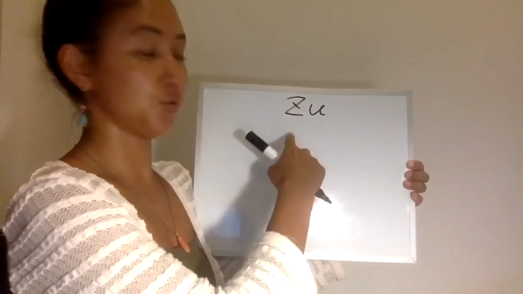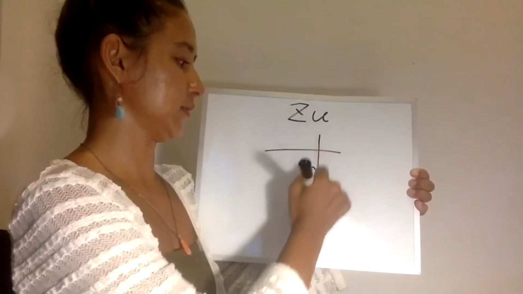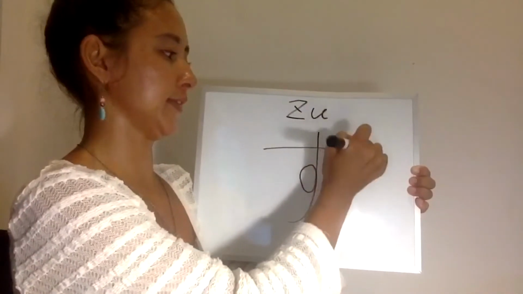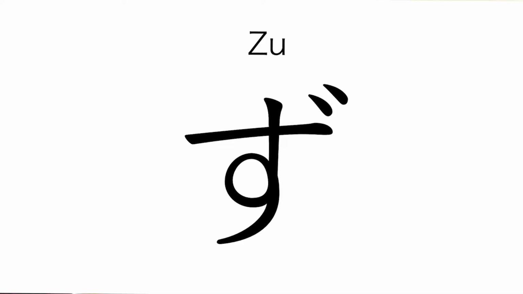The next one is ji. 1, 2, then dakuten. Ji.